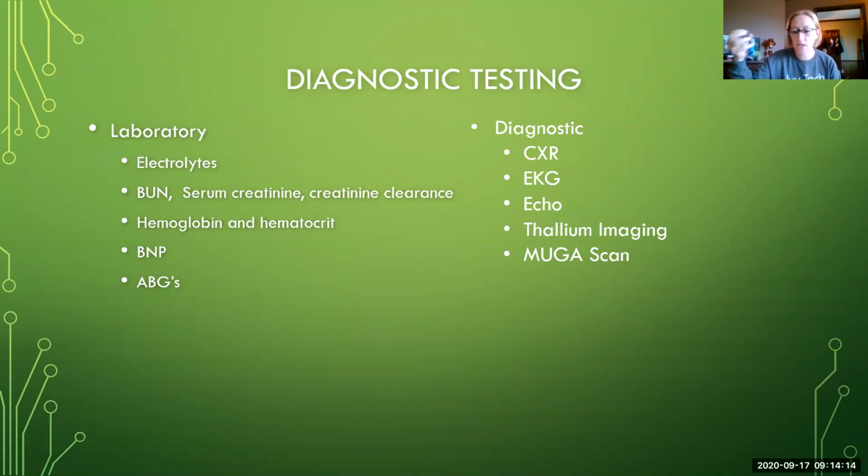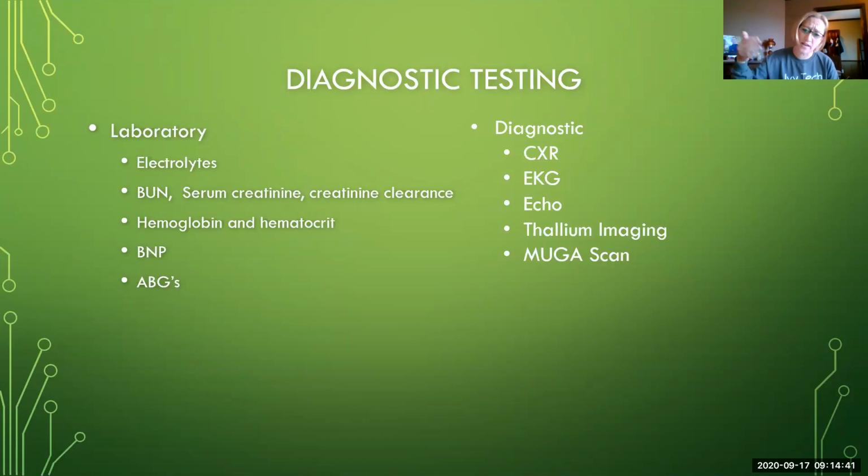Our chest x-ray is going to show that fluid volume. It's going to show that there's fluid in the lungs, but our BNP is going to be able to differentiate between whether it's cardiac related or pulmonary related. If it's cardiac related and that chest x-ray is showing that fluid, that BNP is going to be elevated. If it's not related to heart failure, then that BNP will not be elevated. So that's our biggest diagnostic tool, able to differentiate between the two.